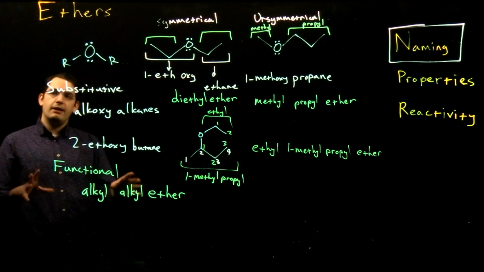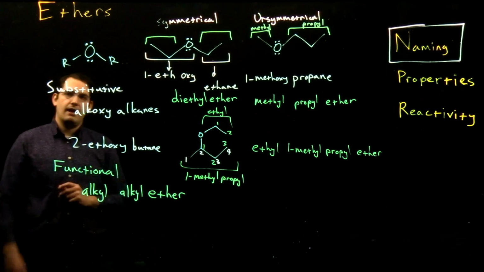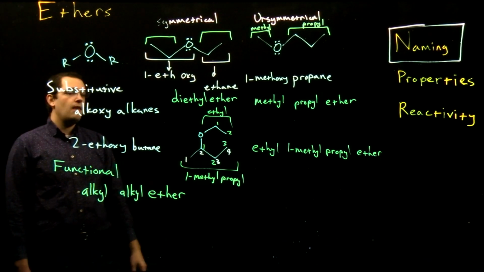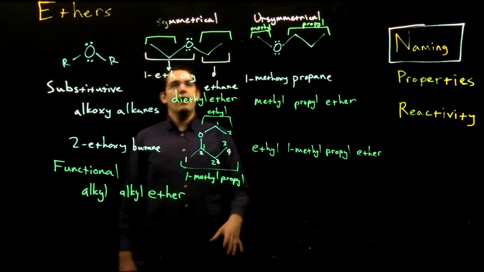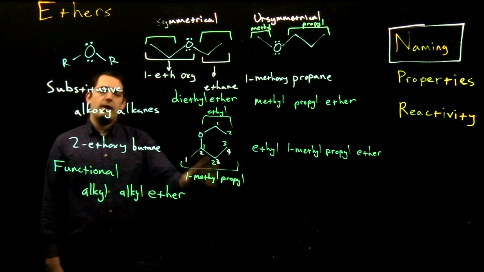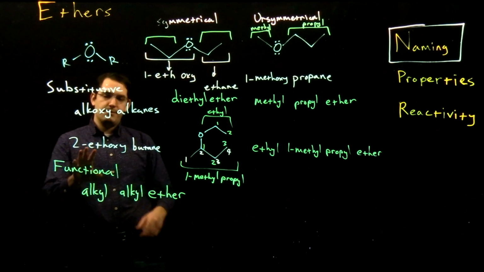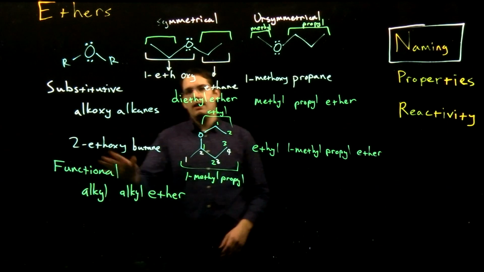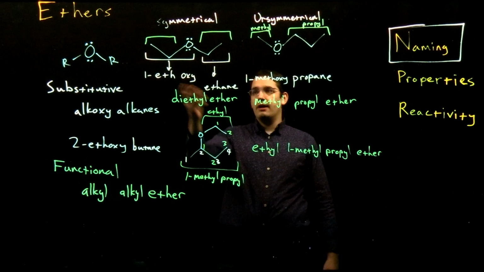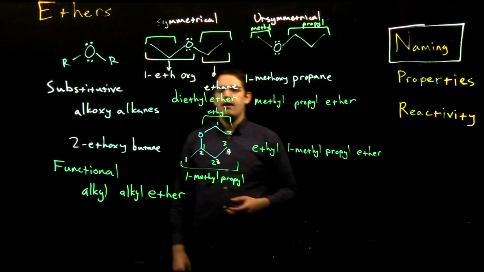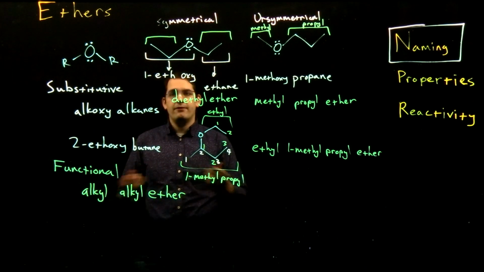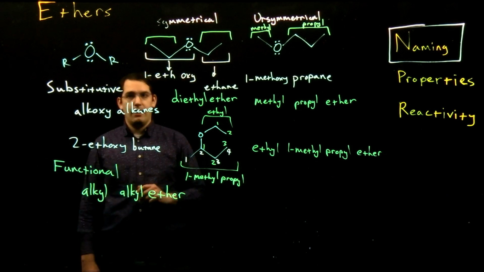So again, each of my 3 ethers here have 2 possible names, one based on my substitutive naming system and one based on my functional naming system. One of the things that you might notice here is that in general for smaller ethers, it's easier to use the functional naming system. For more complicated ethers, it can be easier to use my substitutive naming system. Right? 2-ethoxybutane is a lot easier to work with than ethyl 1-methyl-propyl ether, whereas diethyl ether is simpler than saying 1-ethoxyethane. So both are equally accurate and both can be used. It's just a matter of your preference and also based on how complicated that ether is.